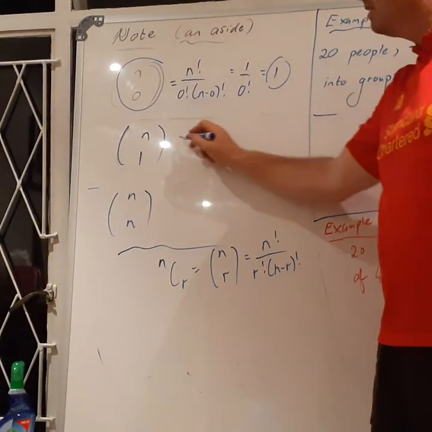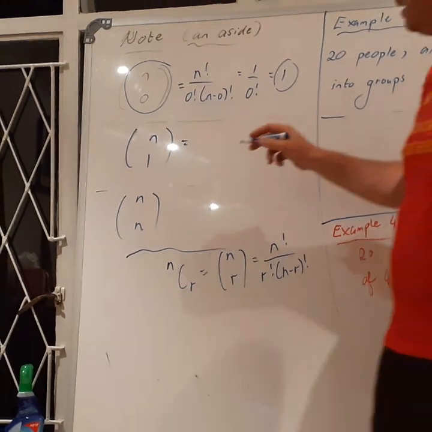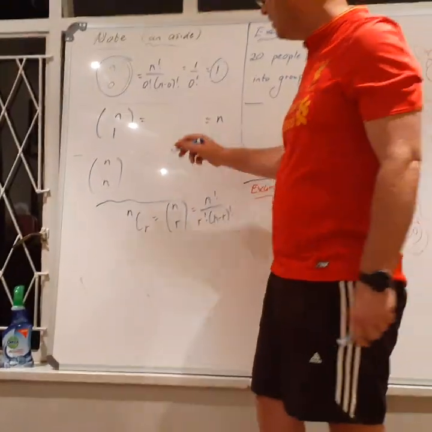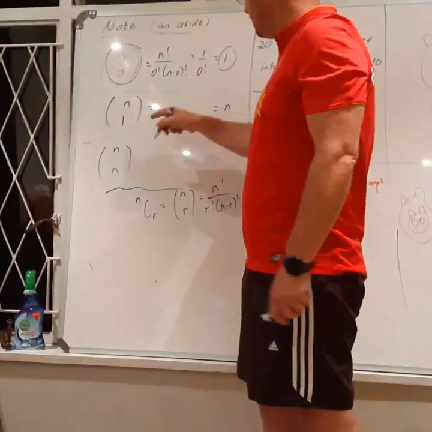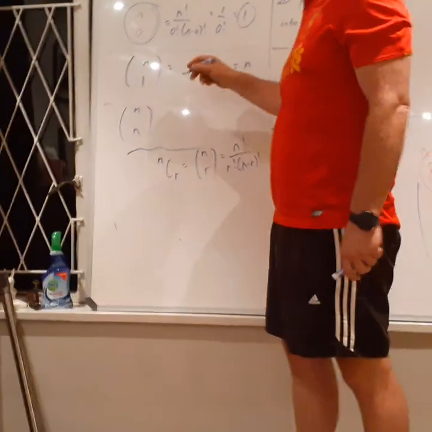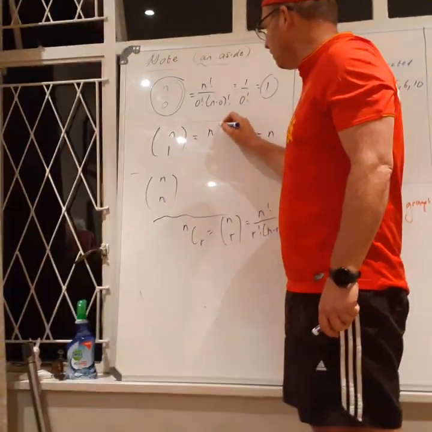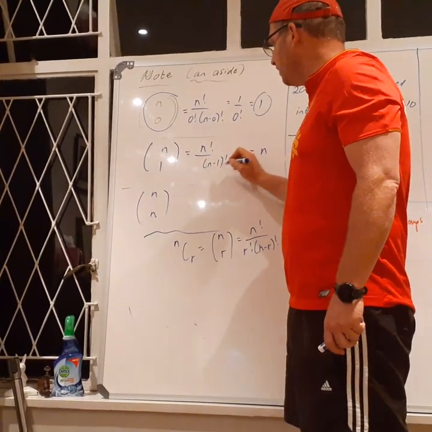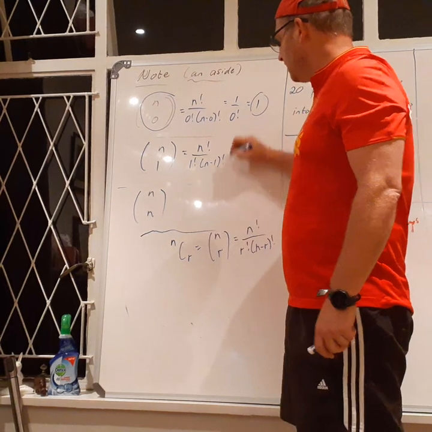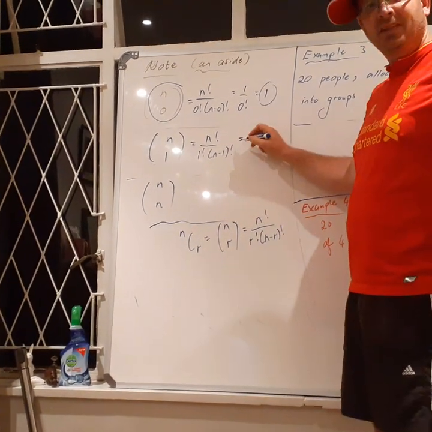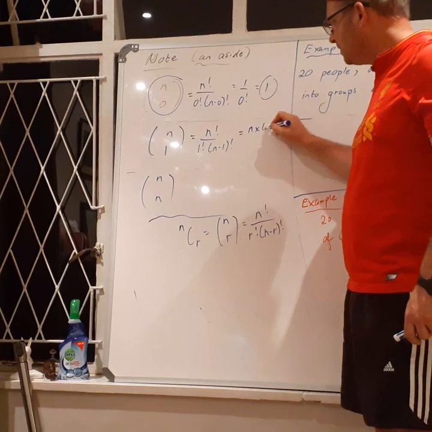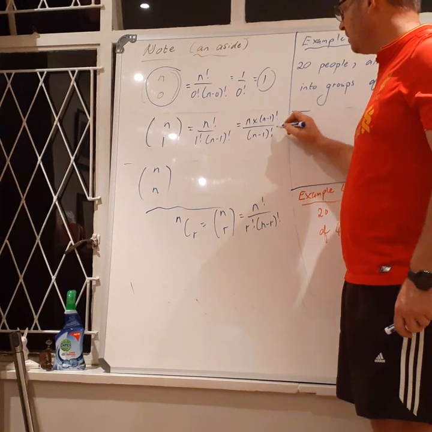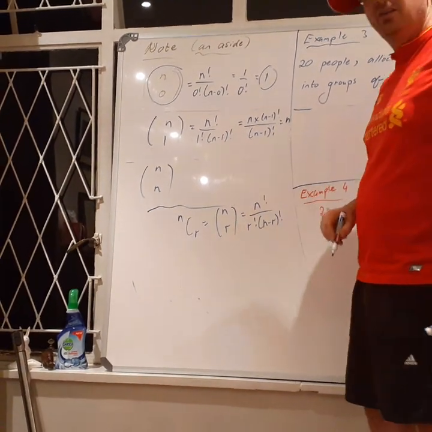nC1. Well, the answer for that you'll see is going to be n. You should just kind of know that as well. Anything C0 is 1. How many ways do you have of choosing one thing from n? Well, you've got n ways intuitively, but if you want to use a formula, you're going to have n factorial over (n minus 1) factorial over 1 factorial. Now the neat bit: n factorial is the same thing as n times (n minus 1) factorial, all over (n minus 1) factorial. They cancel and you're left with an answer of n.